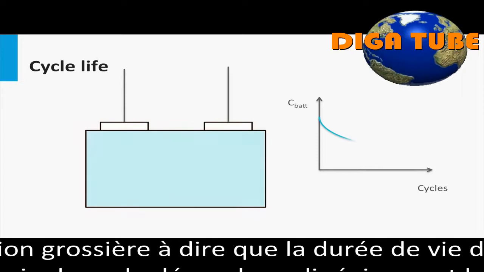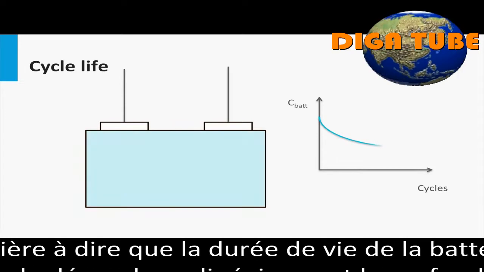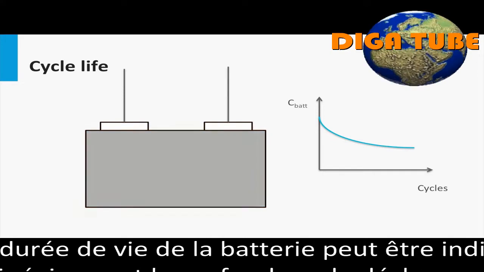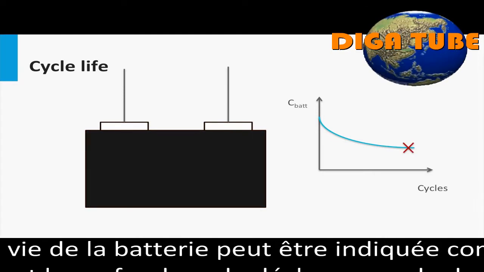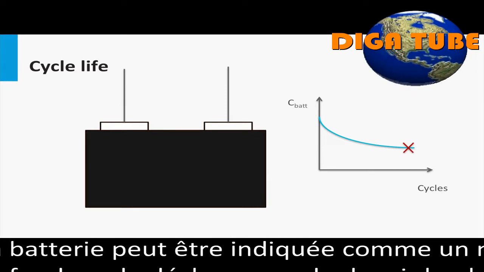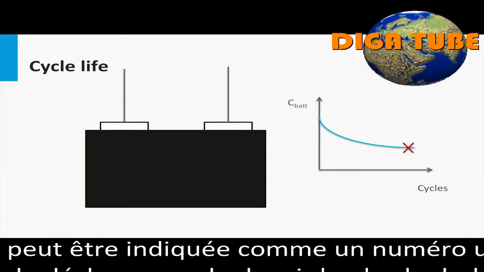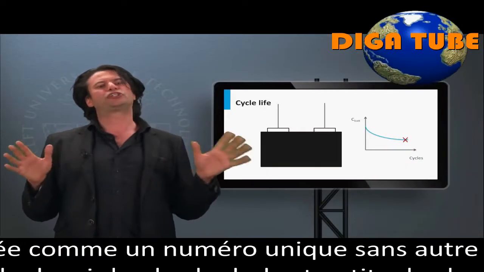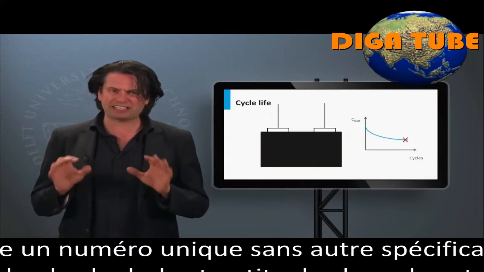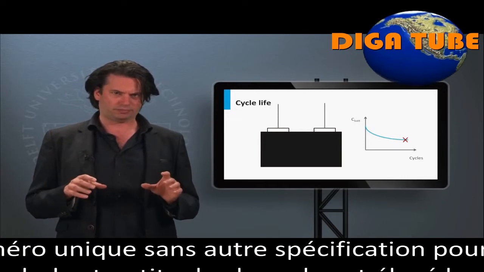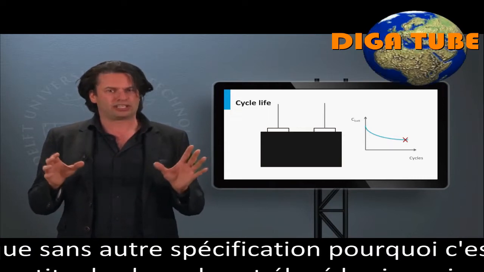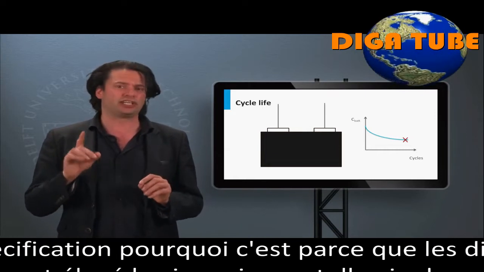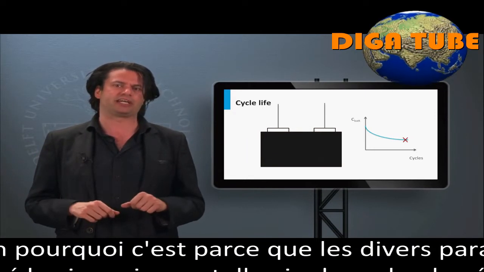Now we come to a very important parameter, the cycle lifetime of the battery. Cycle lifetime is defined as the number of charging and discharging cycles after which the battery capacity drops below 80% of the nominal value. Usually, the cycle life is specified as an absolute number, but it would be a gross generalization to say that the battery lifetime can be stated as a single number without any other specification.